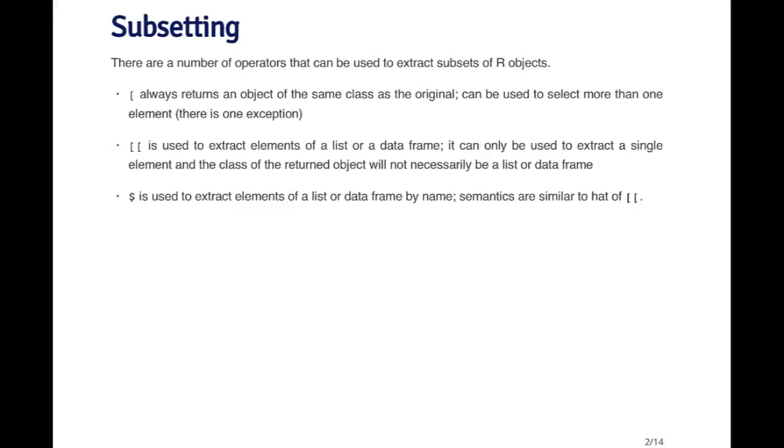The dollar sign is used to extract elements of a list or a data frame that have a name. Objects can have names, and one of the reasons you use names in an object is so that you can reference elements of that object by the different names. Otherwise, the semantics of the dollar sign are similar to the double bracket in the sense that when you use the dollar sign to extract an element of an object, it may or may not be of the same class as the original object.